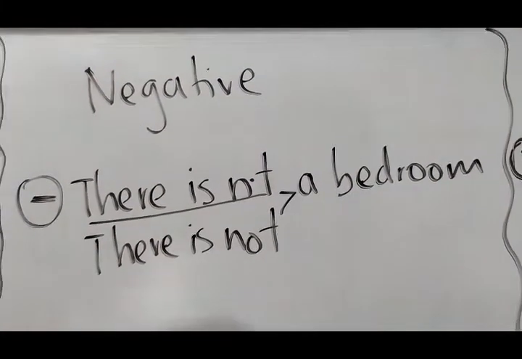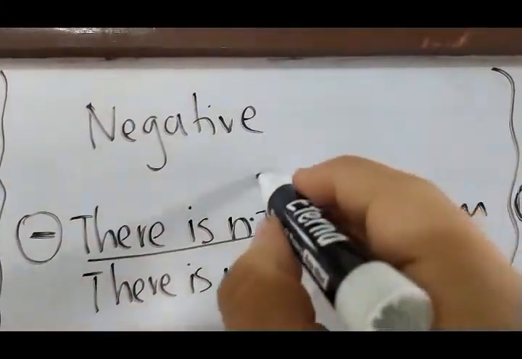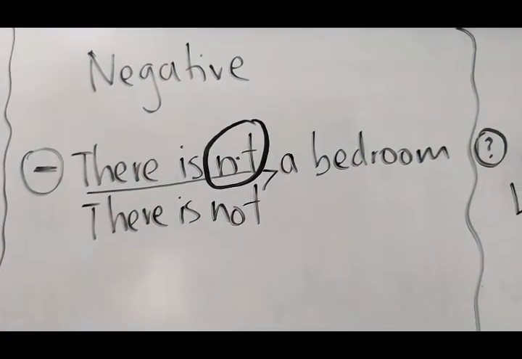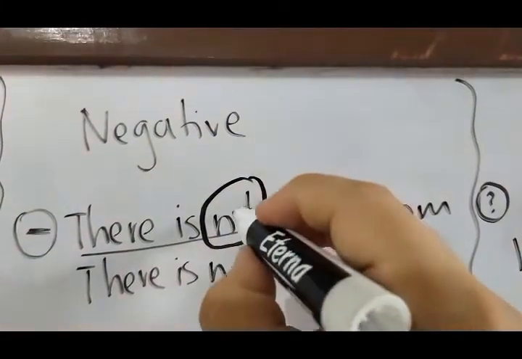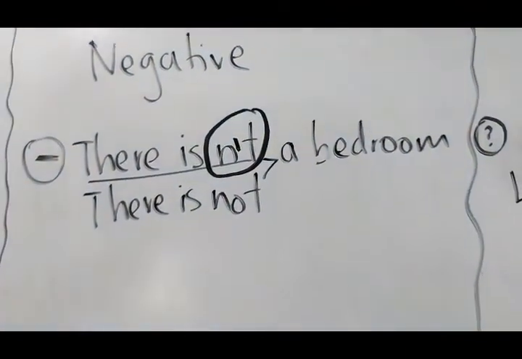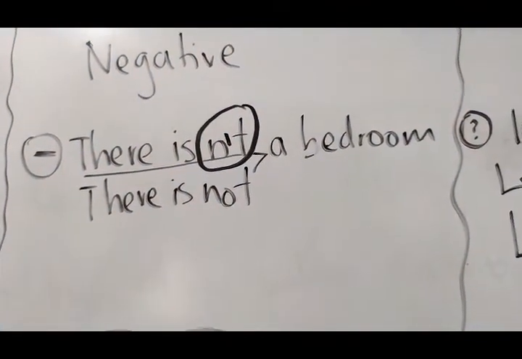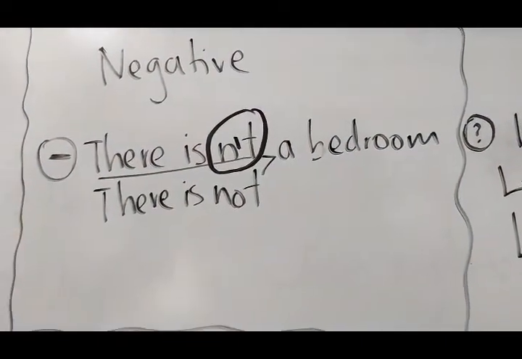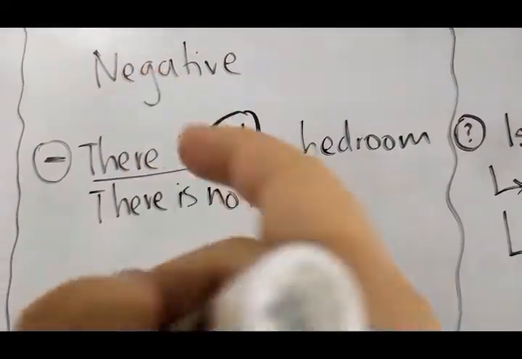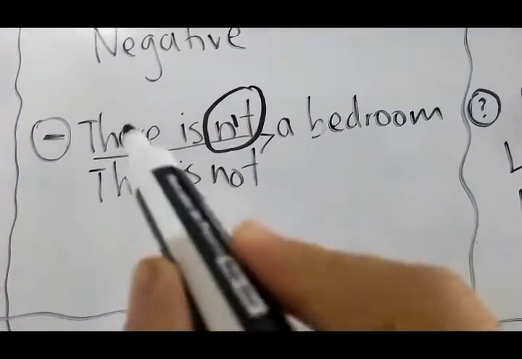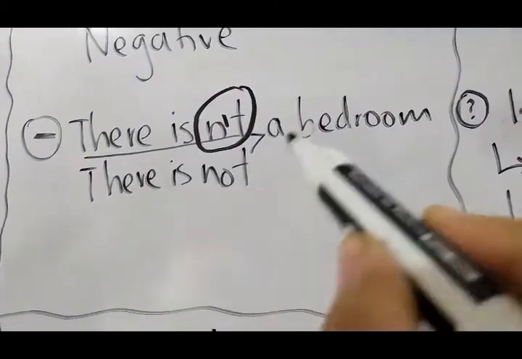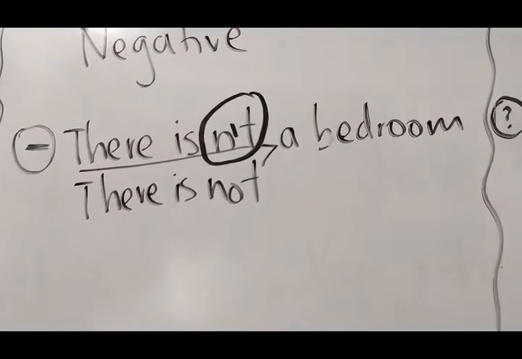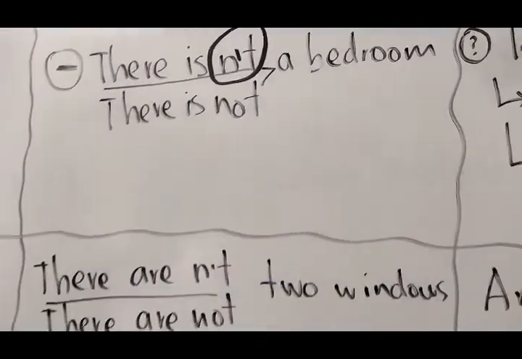In a negative sentence, we just use not, or we use the contraction, for example, in this example. So we use the negative particle not. There is not a bedroom, or there isn't a bedroom. Cualquiera de las dos maneras podemos utilizarlo. There isn't a bedroom, or there is not a bedroom. En ese caso sería no hay un cuarto.